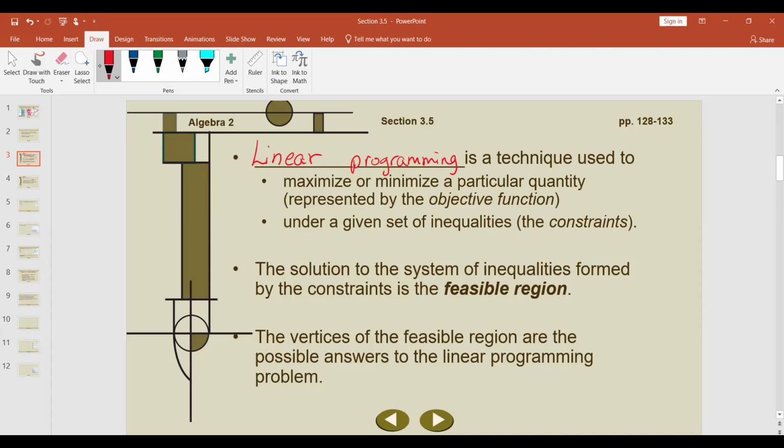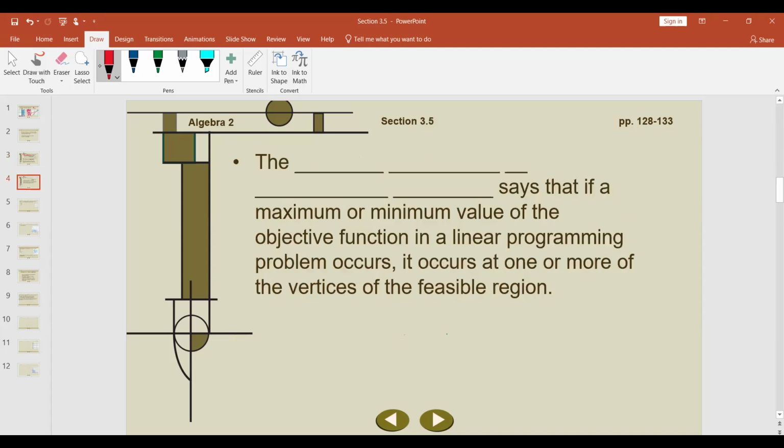The solution to a system of inequalities formed by the constraints is the feasible region. So the idea is that anything in that region is going to help you in some way maximize or minimize a particular quantity based on what you're looking for. But the vertices, the intersections of the feasible region, are the possible answers for your maximum and your minimum. All right, let's continue to get through the written part of the math, and then we'll get to the examples so you can see what I'm talking about.